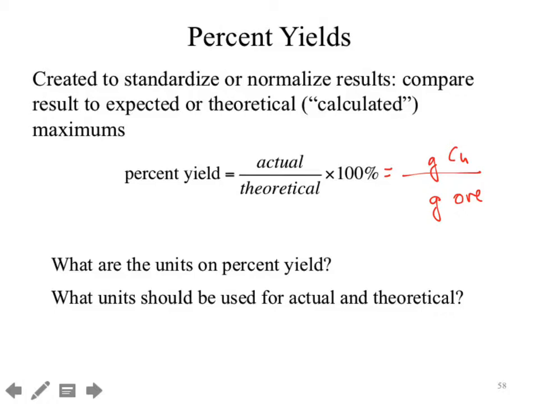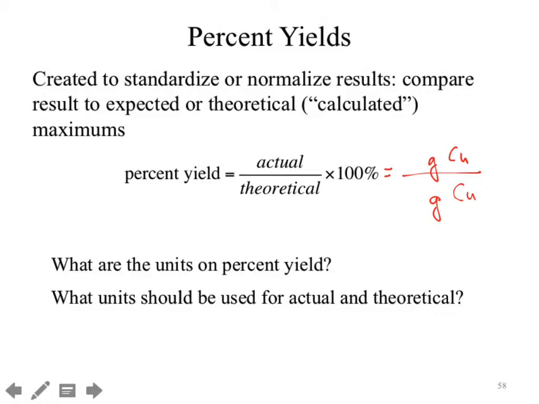Because what are we assuming when we do that grams of ore? Our assumption is that that grams of ore could theoretically be all copper. Which means, what happens to the units? They cancel out. And you may be like, well, how would you know which is grams of copper actual, which is grams of copper theoretical? That's why we call them actual and theoretical.